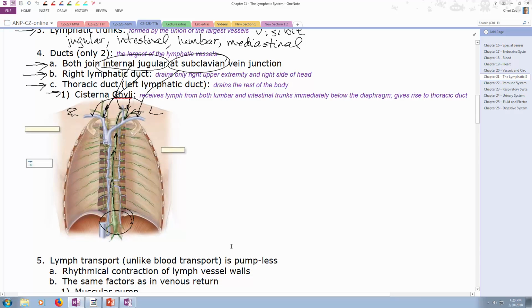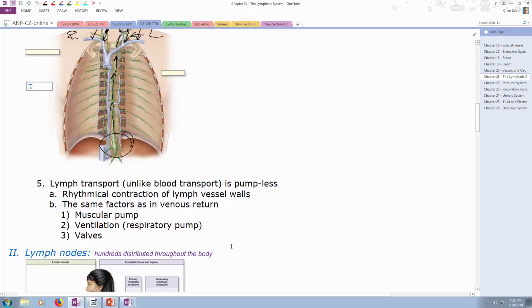Got it? All right. And that brings us to lymph transport. Unlike blood, lymph transport is pumpless. In other words, remember the real pump for blood is the heart. And it's interesting, we talked about their construction. They have the same three tunics, and our notes here talk about rhythmical contraction of lymph vessel walls.